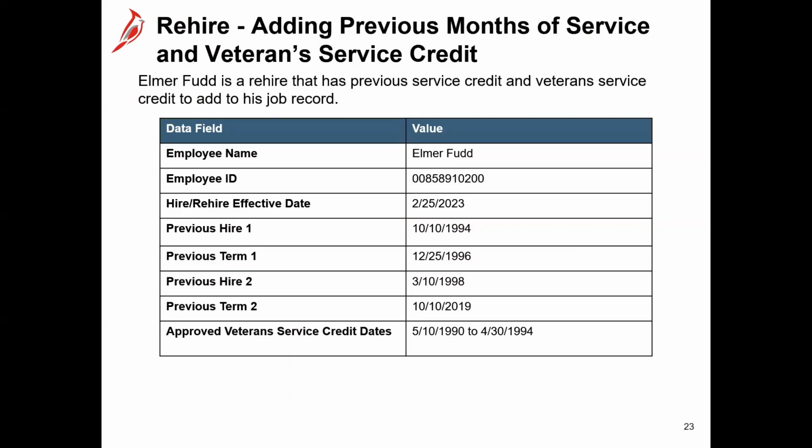And we gathered his previous state service, whether it was via his personnel file, looking into PEMIS, the legacy system, and/or calculating the information that is housed on VRS. Okay, so we've gathered all that information. Elmer Fudd has already been added into the system, but at the time of the hire transaction, we didn't have this information. So now we're going to go back into the system, use this information, calculate it in the calculator, and then go back into the Cardinal system and add this information to his job record.